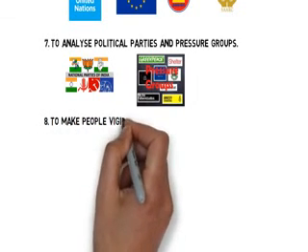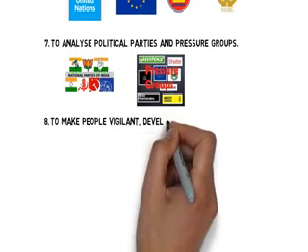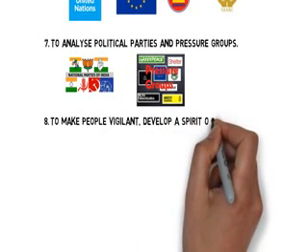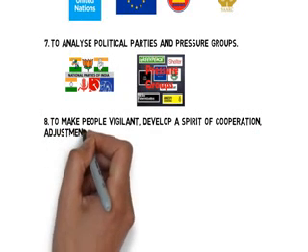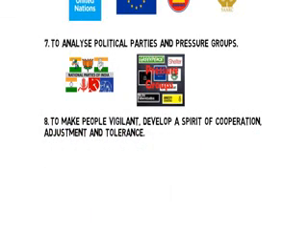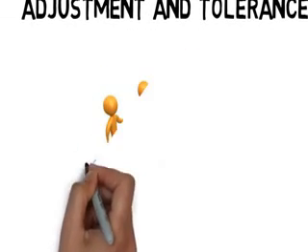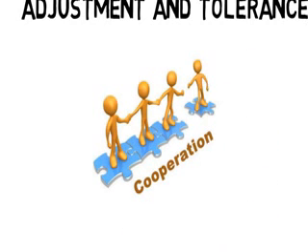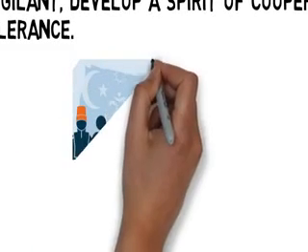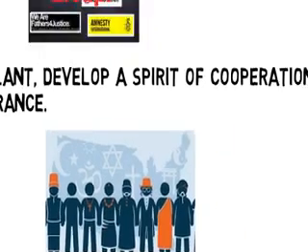Next, political science is also very important to make people vigilant, and to develop a spirit of cooperation, adjustment, and tolerance. A spirit of cooperation, adjustment, and tolerance is one of the most important aspects of human civilization. If we today talk about the growth of human civilization, it's all because of man's contribution towards a common objective, a common goal, either through adjustment, cooperation, or tolerance towards another community or another religion.